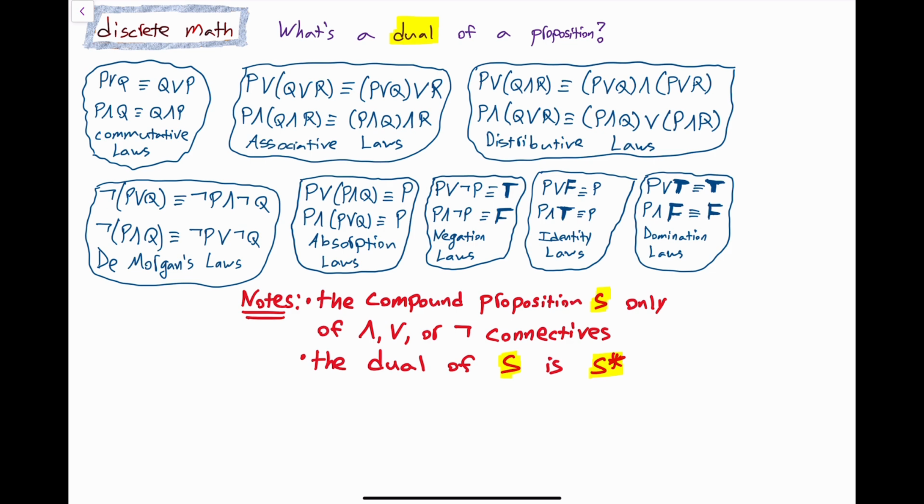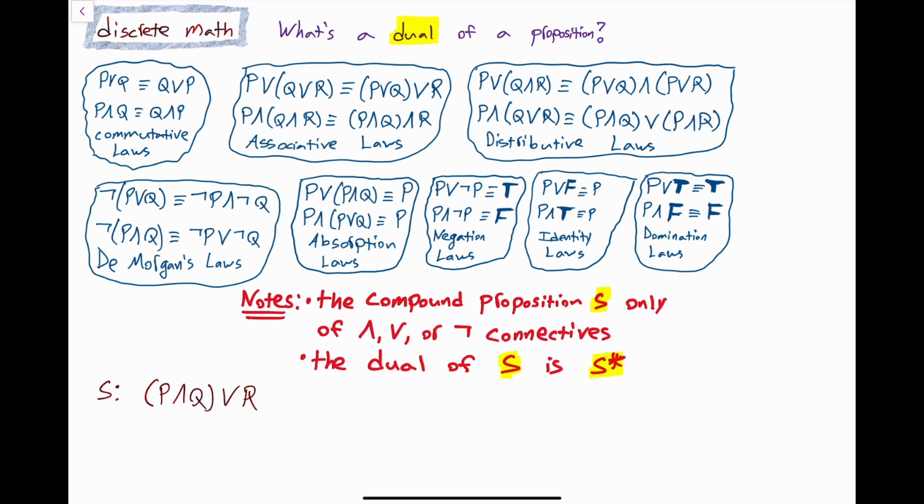Basically, what we're going to do is take the conjuncts, turn them into disjuncts. We'll take the disjuncts, turn them into conjuncts. Moreover, we'll take tautologies, turn them into contradictions, and contradictions into tautologies. For example, let's say we have something like (P and Q) or R. And this is our original proposition. We'll denote that as S.